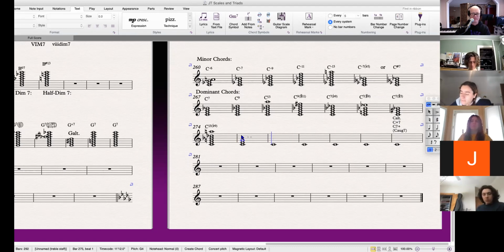I'll fix that in a second. Okay, so here's an interesting one. And actually, I want to make this a half note. Oh, no, I don't. I want to put 2 labels on it. Okay.